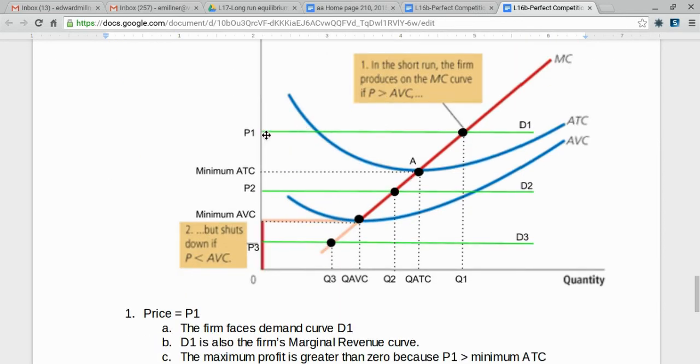So when price is P1, the profit maximizing quantity will be Q1, and the firm's profit will be the area of the rectangle bounded by the green curve to that intersection, down to the blue curve, and over. It'll be the profit per unit multiplied by the number of units. Profit will be positive because price is higher than average total cost.